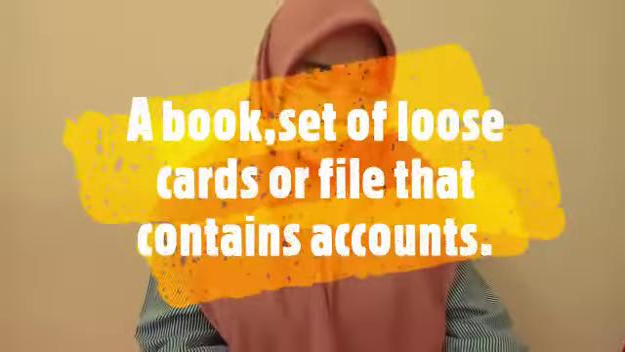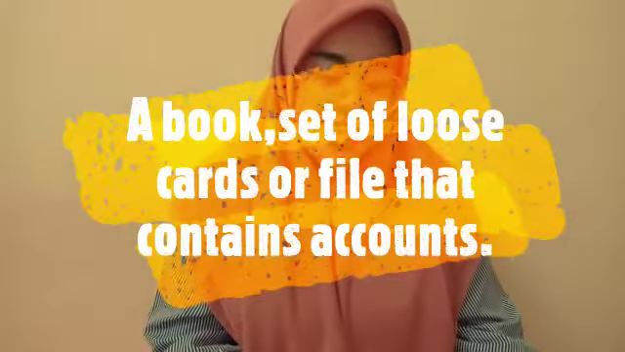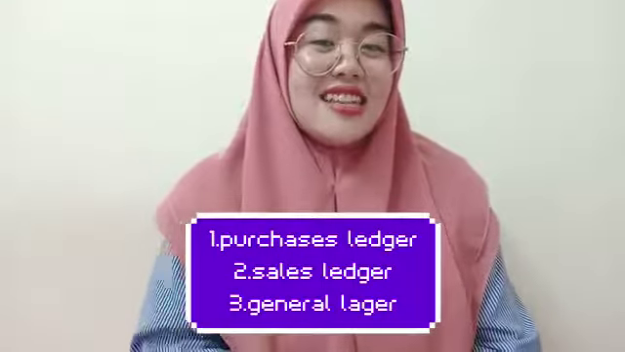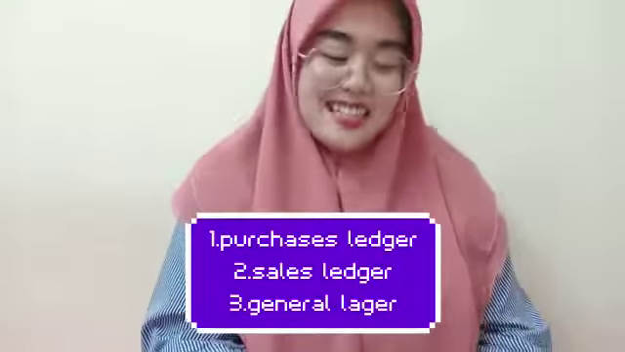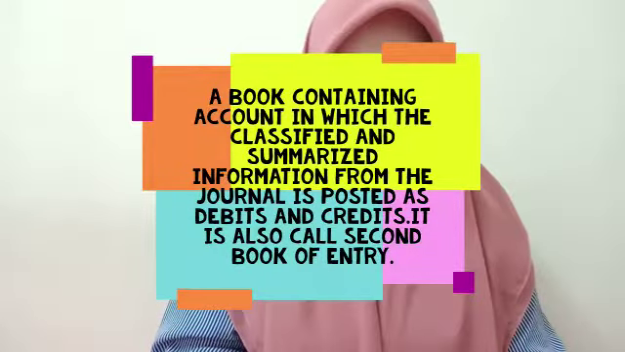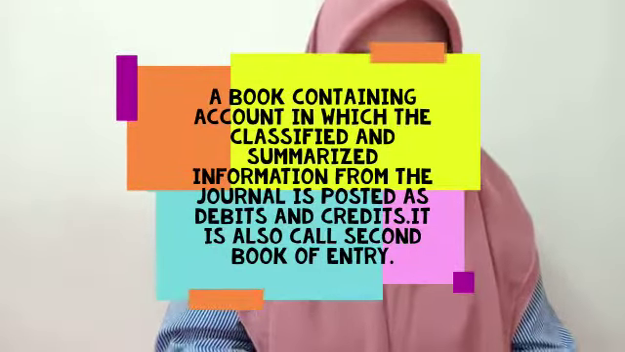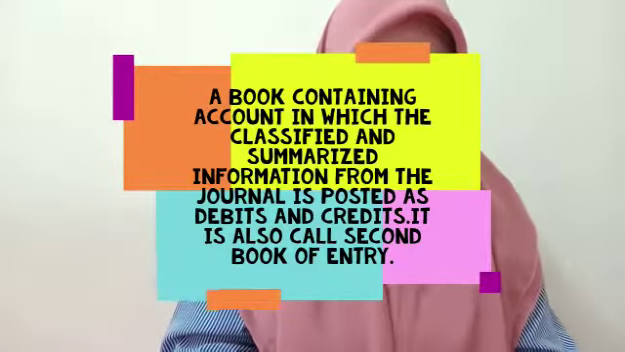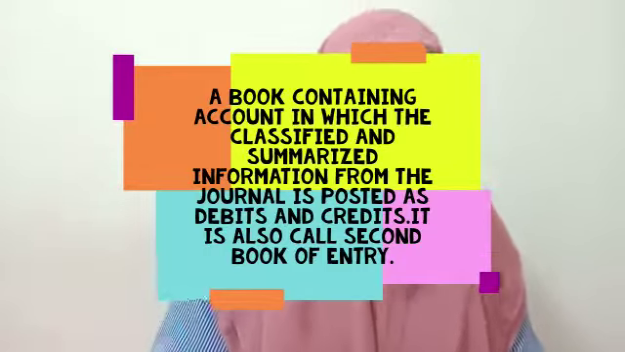Continue with ledger. A ledger book is a book, set of loose cards or files that contain accounts. Types of ledger are purchases ledger, sales ledger, and general ledger. A book containing accounts in which the classified and summarized information from the journal is posted as debit and credit. It is also called second book of entry.